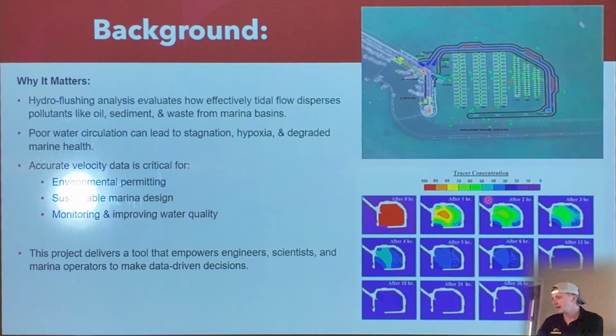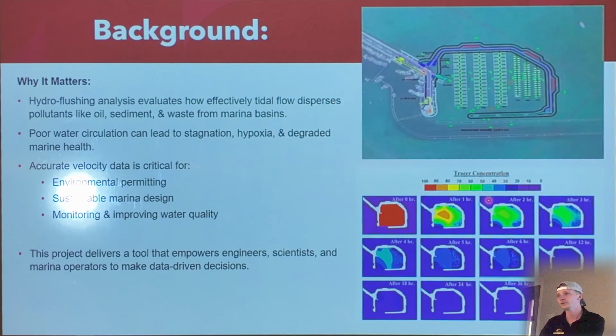So I'm going to start with why this matters, and also give you more background on what a hydro flushing analysis is. Basically, a hydro flushing analysis evaluates how effectively tidal flow disperses pollutants like oil, sediment, and waste from marina basins. This is because poor water circulation can lead to stagnation, hypoxia, and degraded marine health. This is mainly for ecological reasons. So we measure water velocity. This is mainly critical for environmental permitting, for state permits, and sustainable marine design and monitoring to improve water quality.